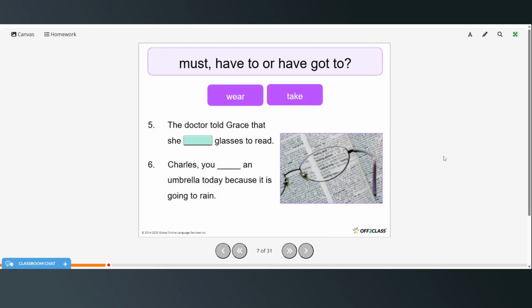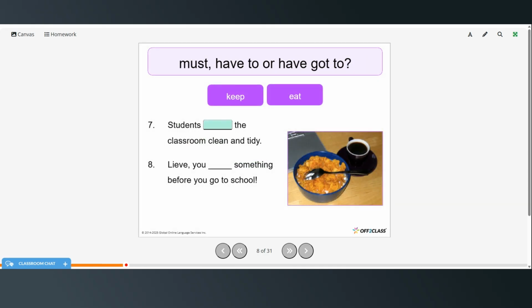The doctor told Grace that she must wear glasses to read. And Charles, you have to take an umbrella today because it's going to rain. Students must keep the classroom clean and tidy. Leo, you have got to eat something before you go to school.